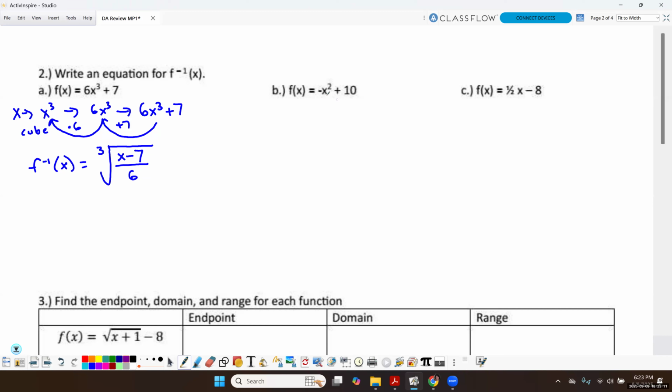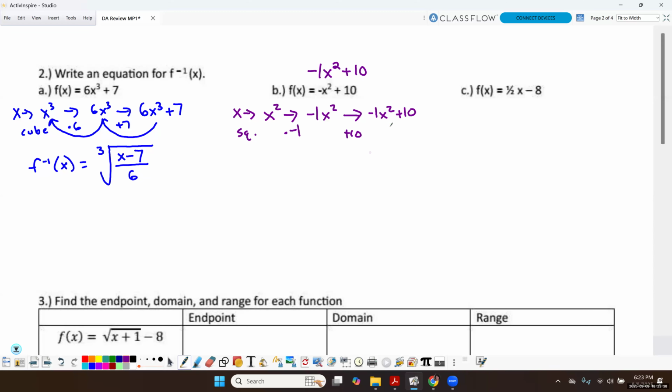Now for letter B, before I map it out, I see this negative here, and I'm going to rewrite this as -1 x squared plus 10. Now when I map this out, the first thing we're going to do is square. Then we're going to multiply by -1. Then we're going to add 10.